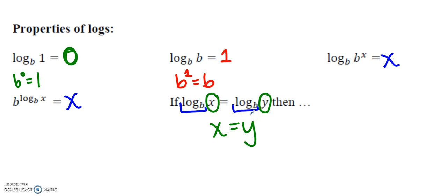Because if you're taking a log of each of those numbers and they're coming out the same, that means that the original inputs, the x or the y, had to be equal to each other. These are going to be super, super important. Study these, learn these, know these, right? And they come from our properties of exponents that we've worked with before.